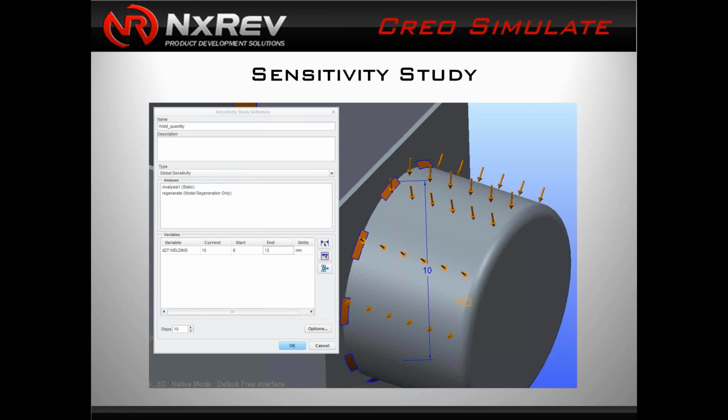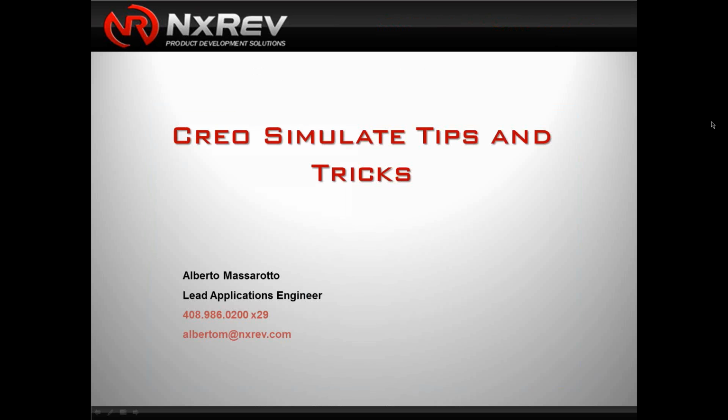And then your sensitivity studies. In this case, I simply selected this weld, where each leg, I think I had a quantity of 10 legs, and I changed that quantity from 8 to 12 in this sensitivity design study that you're looking at here on the screen. This will allow me to run through a series of operations so I can see all the different stresses between 8 and 12 in this case.